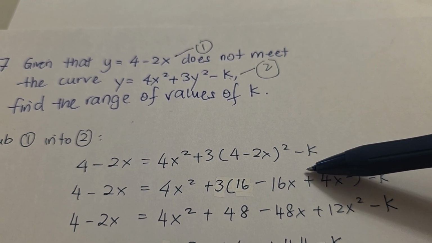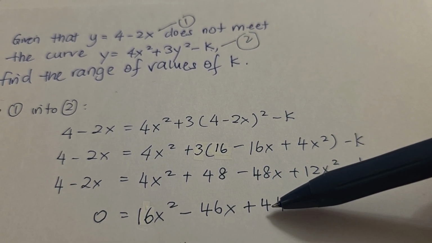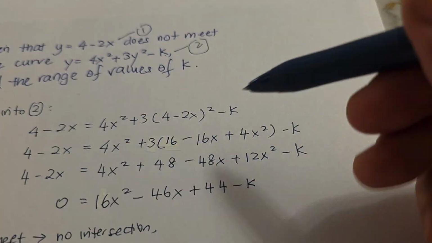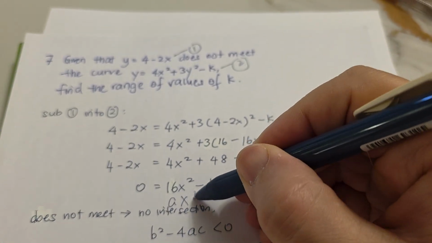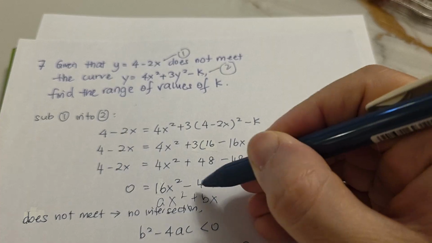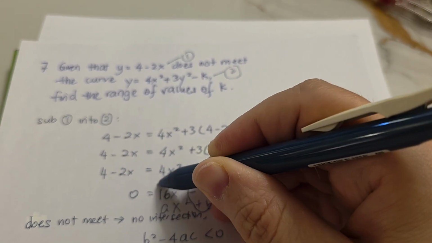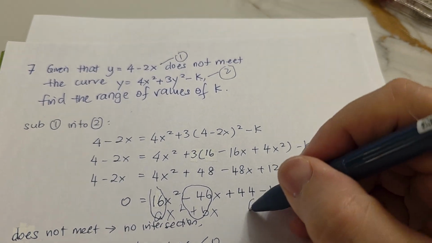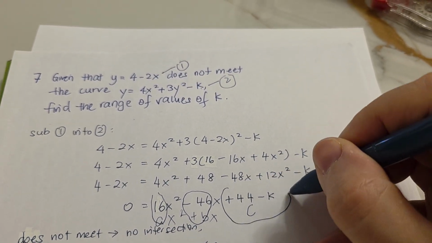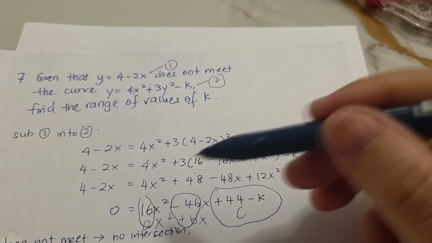Now what I need to do from here is change it into a quadratic equation of the form ax squared plus bx plus c. So my b is minus 46, my a is 16, and my c is this whole thing, which does not contain any x or x squared.